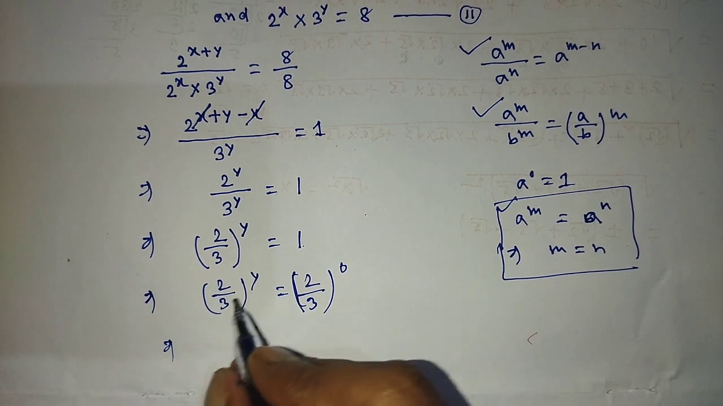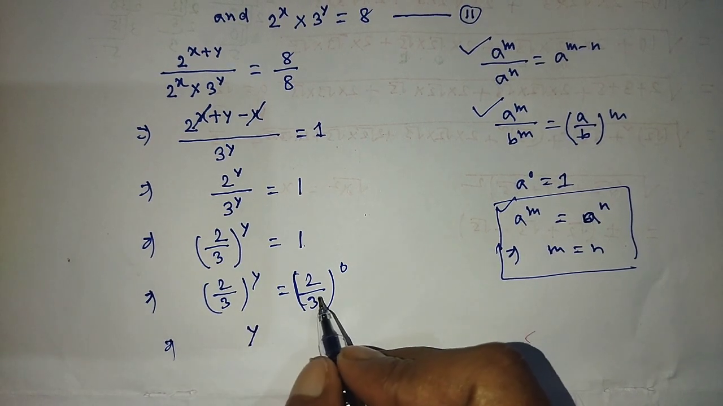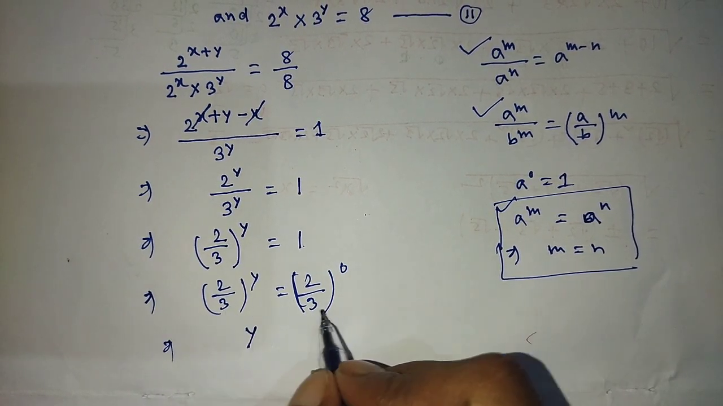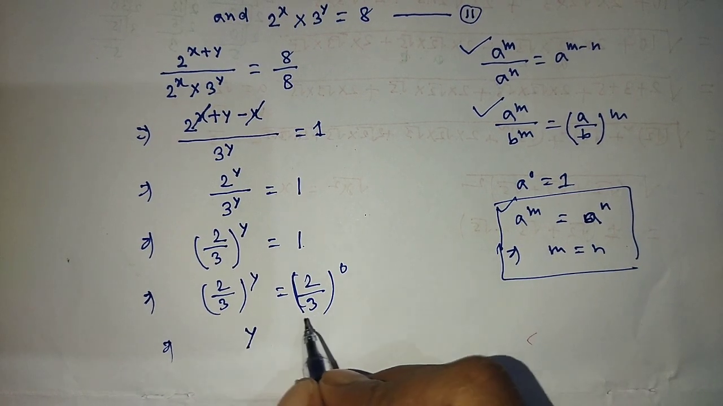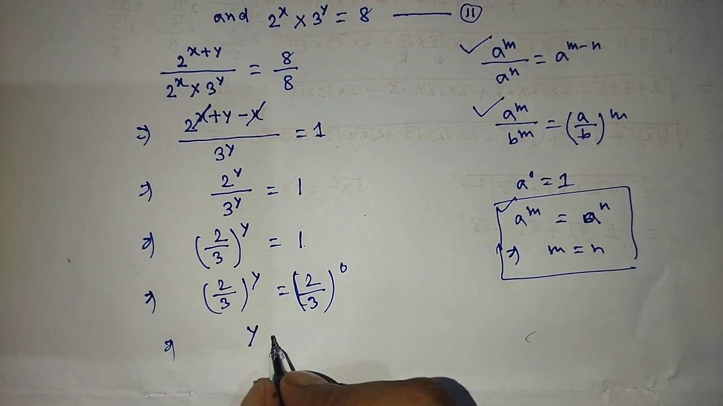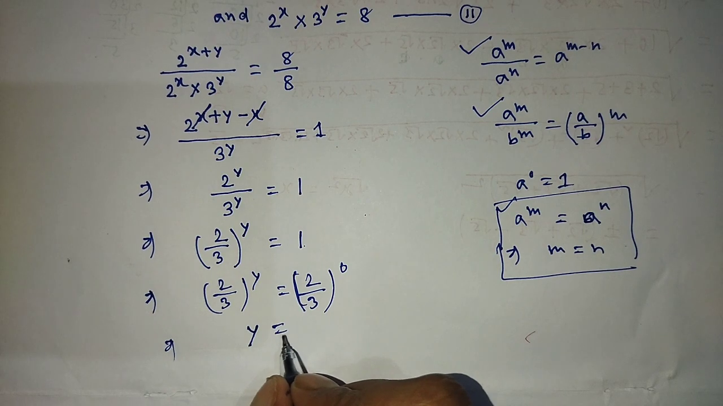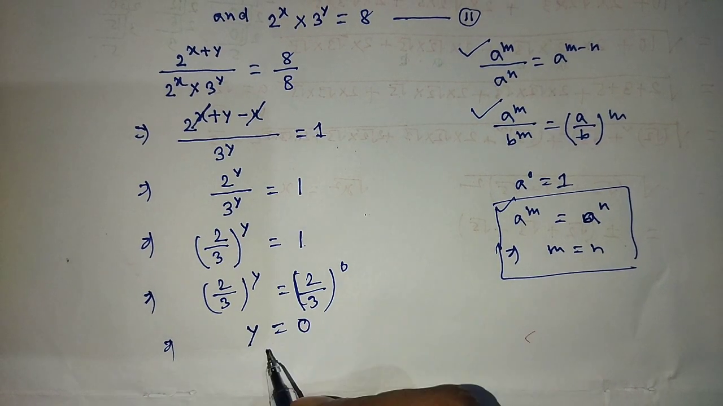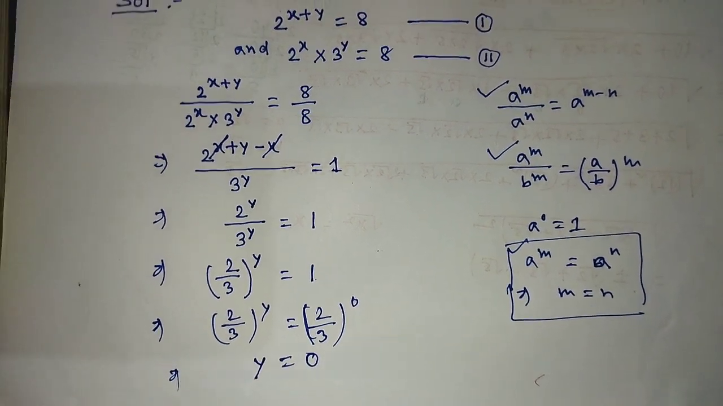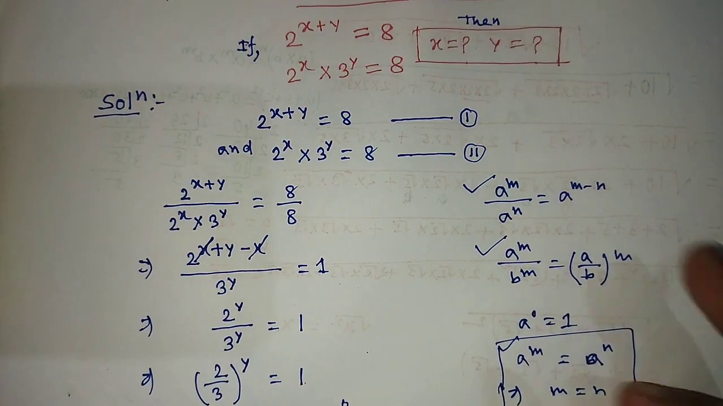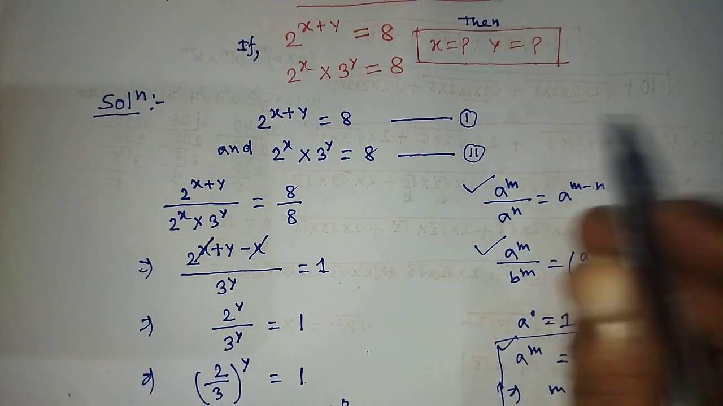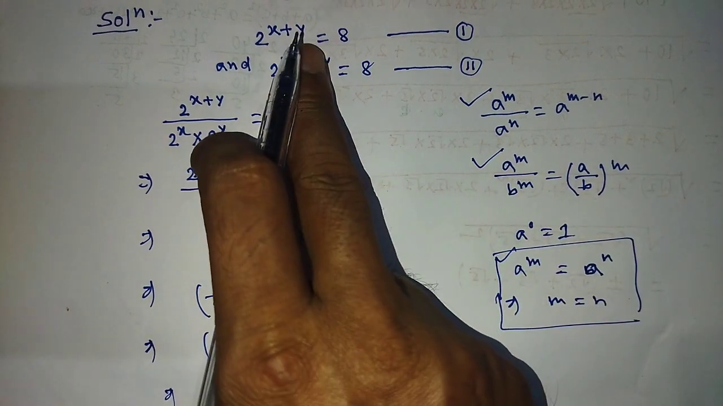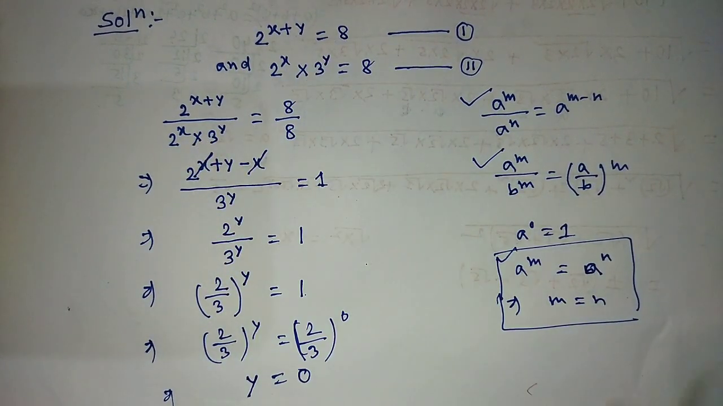That means on both sides 2 by 3, 2 by 3. Okay, on both sides the bases are the same, that's why we have to cancel 2 by 3 from both sides. So we have to write only the power. That means the value of y is equal to 0. So after that, the value of y we have to put in equation 1, then you get the value of x. Okay, so we have to put the value of y in this equation.